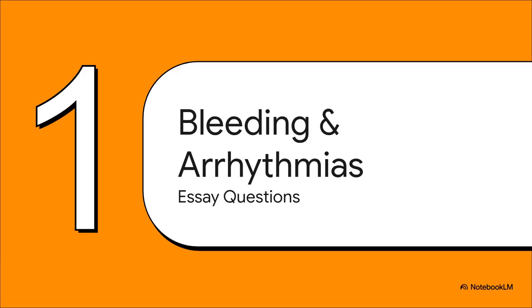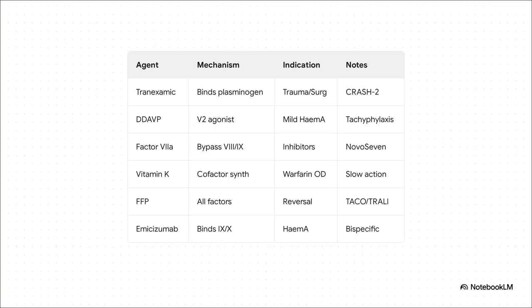Section 1. Bleeding disorders and arrhythmias. To answer these essay questions perfectly, you absolutely need a step-by-step understanding of the coagulation and cardiac pathways. Take a look at this incredibly comprehensive table. Answering this essay requires you to define exactly where we can intervene to either replace, stimulate, or inhibit the coagulation cascade. You really cannot miss a single detail here.